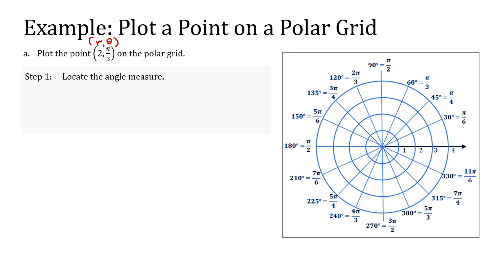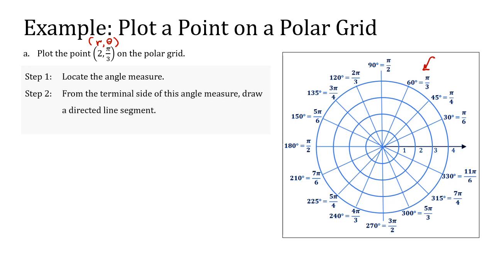Pi over 3, I know, is located in the first quadrant, so I've located it. Step 2, from the terminal side of this angle measure, we're going to draw a directed line segment. A directed line segment is that terminal side. If I'm starting on the polar axis, pi over 3 is going to open up to that terminal side, and I'm just going to draw that in and call it a directed line segment.